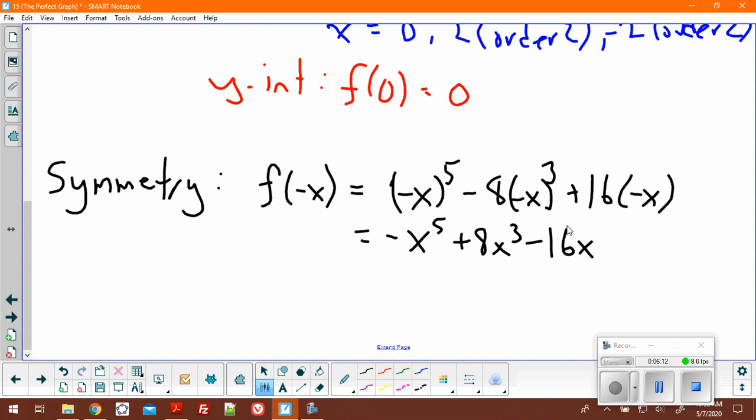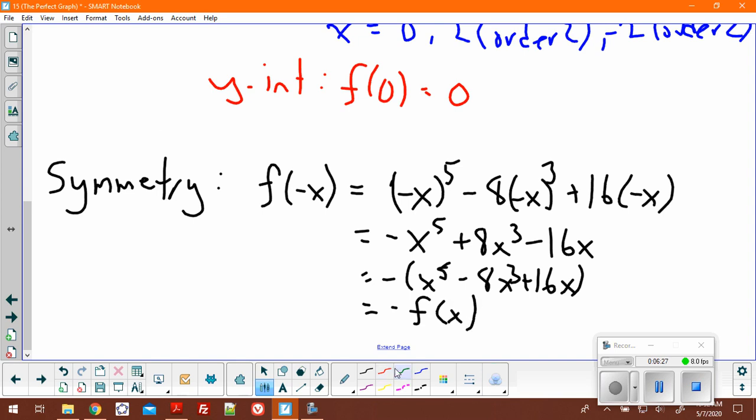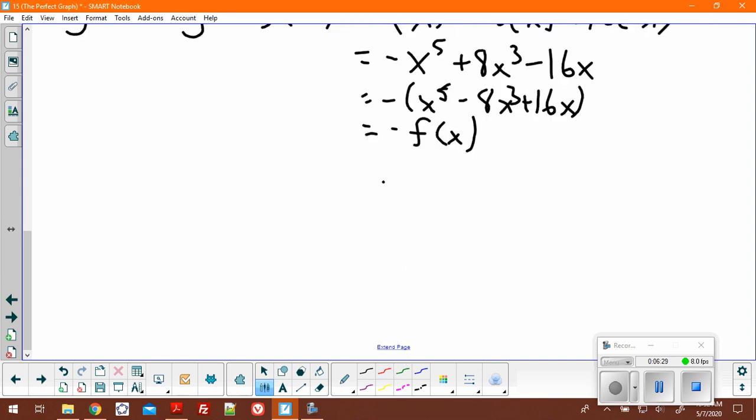Okay, having a look at this compared to my original function, I can common factor out a negative, and I get my original function back. So this is equal to the negative of f of x. And because of that, I have odd symmetry.